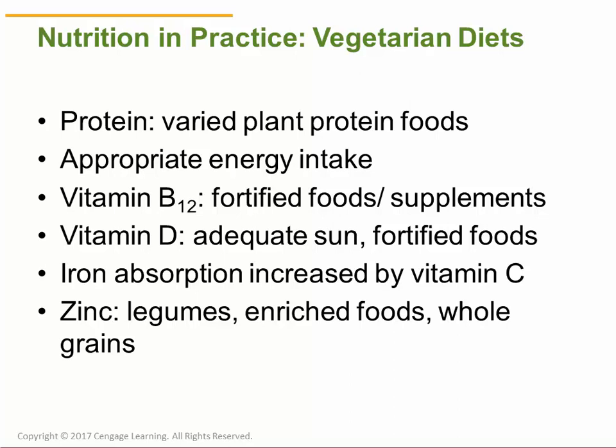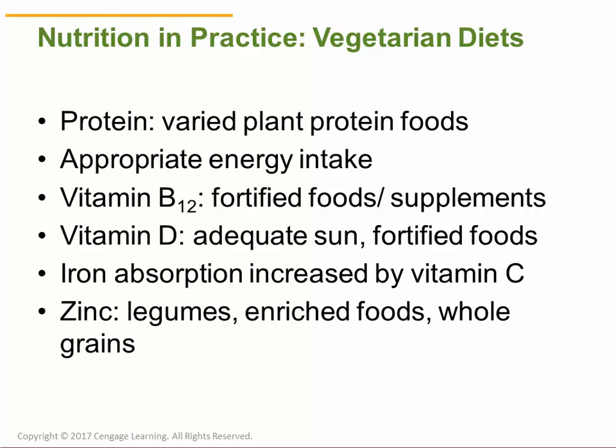Now let's take a look at some nutrients that their diets could be deficient in. We need to be sure that they have varied plant protein, because varying plant protein means that we have a variety of amino acids. Also, they need to be sure they have enough energy, because remember, meat plays a big part in furnishing calories for us with our diet. So be sure they have enough energy.